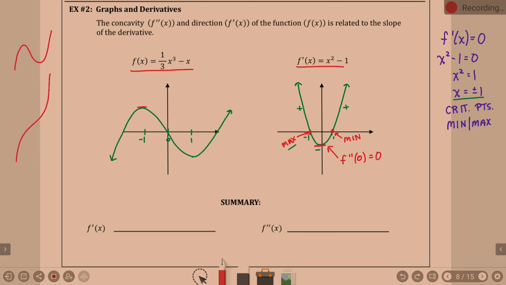There's a max here. We knew that from looking at our first derivative. There's a min here. We knew that from looking at our first derivative. At 0 here, there is a point of inflection. The point of inflection changed concavity, we knew from looking at our second derivative. Okay.